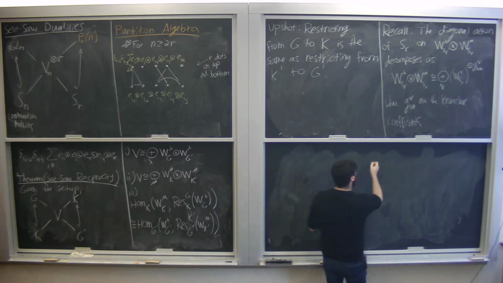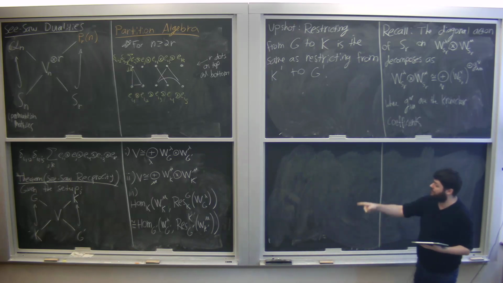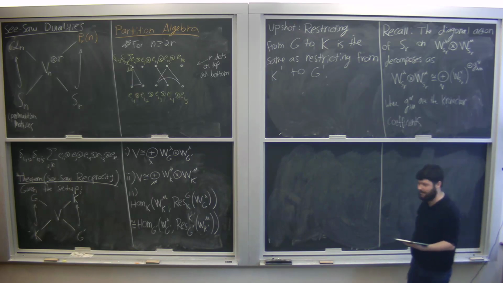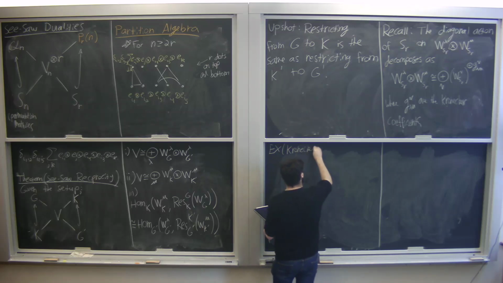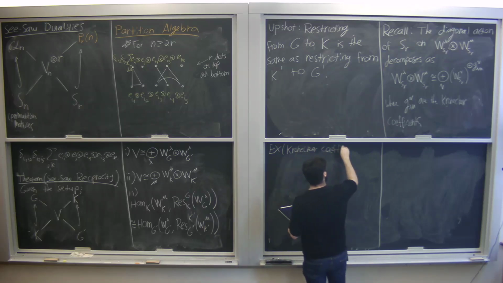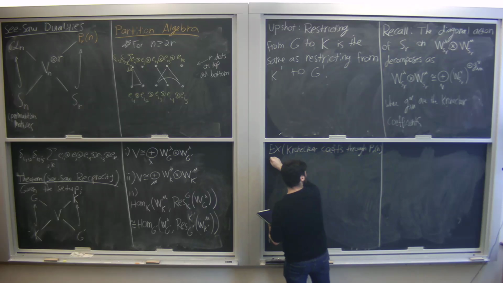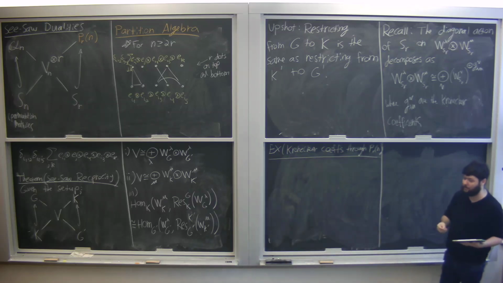So what I want to do is use this idea of seesaw reciprocity to get at these Kronecker coefficients and show you an example of what that looks like. Okay, so we're going to look at Kronecker coefficients through the partition algebra.